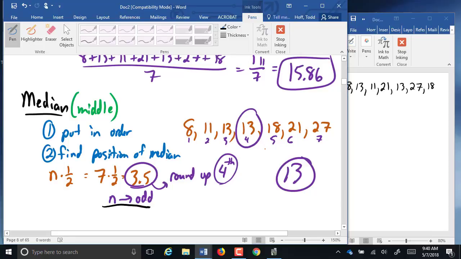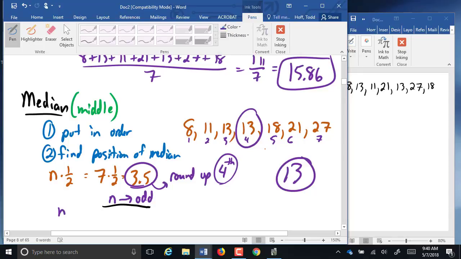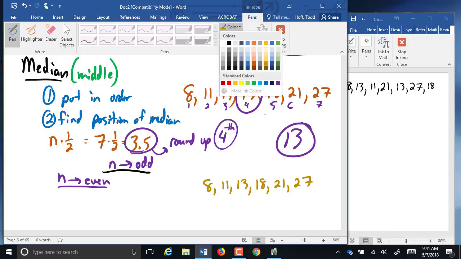Now, I said that works if n is odd. What if n is even? How would we find that center? Well, I'm going to give you a totally different set of numbers here. I just took out one of the numbers there. Now, I put them in order for you already, so we see step one is done.